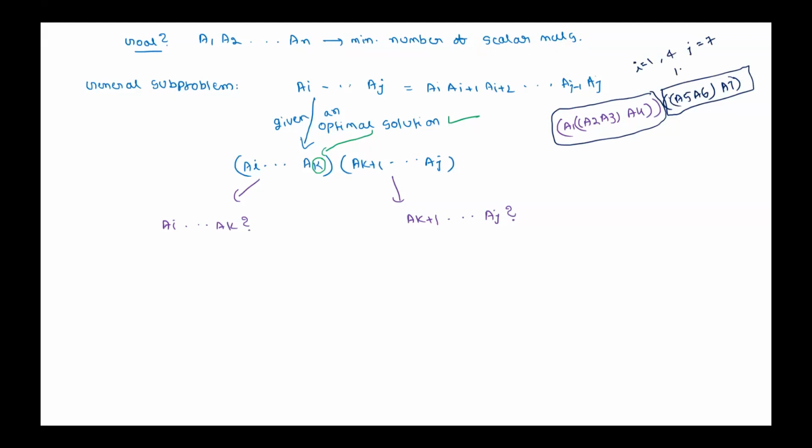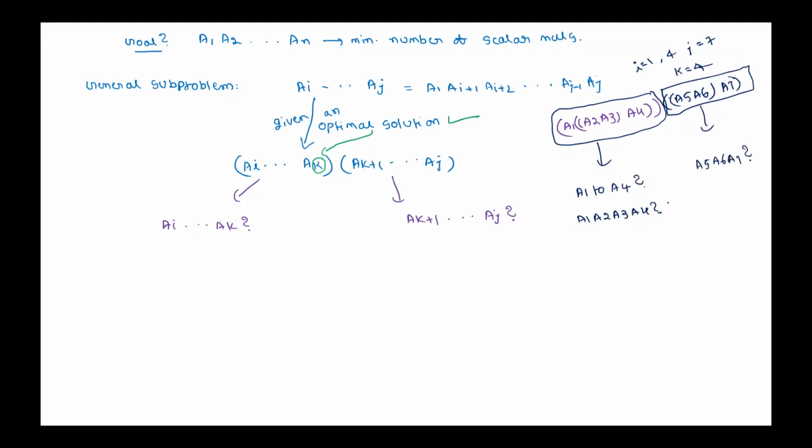Now K we have considered as 4. This is the optimal way of multiplying A1 to A7. Now my question is, what is the optimal way for multiplying A1 to A4? That is, what is the optimal way to find the product A1, A2, A3, A4? What is the optimal way to find the product A5, A6, A7?